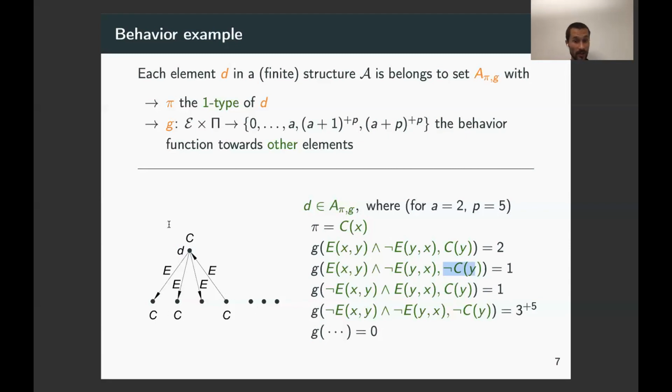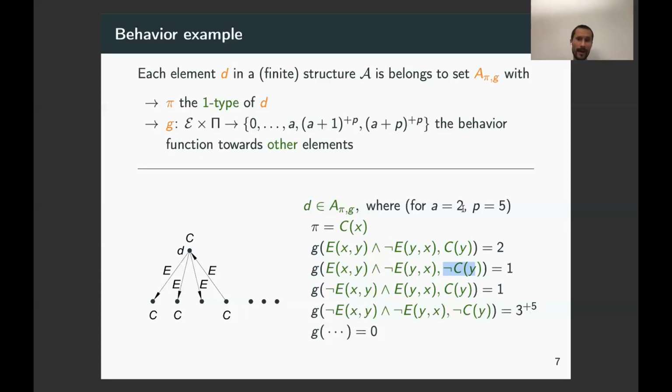And 3 elements which are not connected to C at all. Not connected, we have not E, not E. Also, they are not in C, we have not C at the end, but also we have 3 plus 5 here. Why 3? Okay, there are 3 of them, of course, but why plus 5?